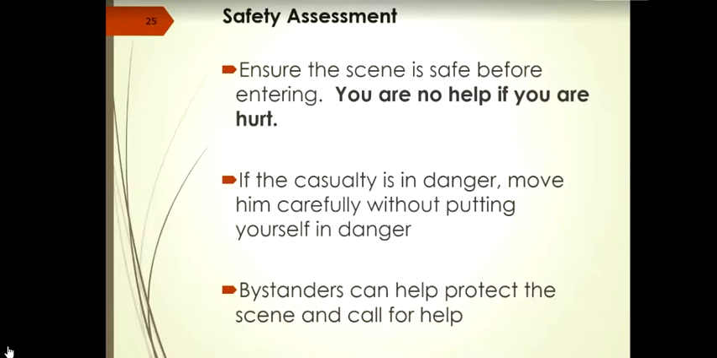Again, taking care of the head and the neck. Bystanders can be very important. They can help protect the scene and also can help you as a first aider to call for help.